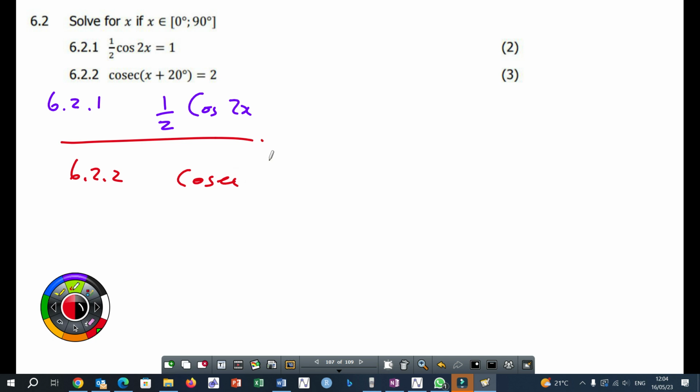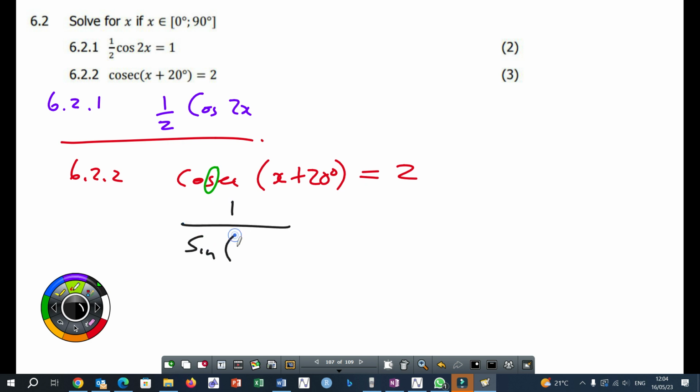So we have cosec of (x plus 20 degrees) is equal to 2. Cosec is the reciprocal of which trigonometric ratio? Sine. So you have to convert this and write it as 1 over sine of (x plus 20 degrees). This is equal to 2, then you put 1 over 1, and so you flip.